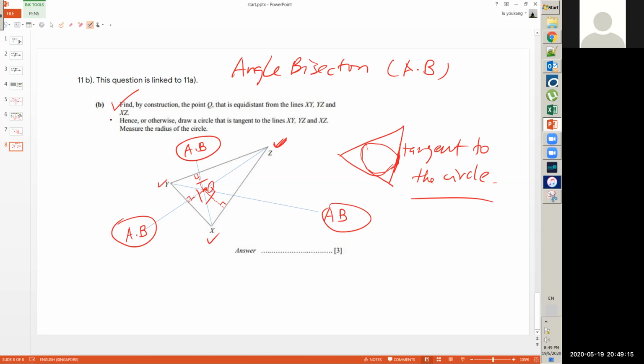Now we should be talking about the second part, hence or otherwise. So let's focus on the second part. So first part, you're okay here? Okay, so now focus on the second part. I'm going to take this out and go to the next slide.